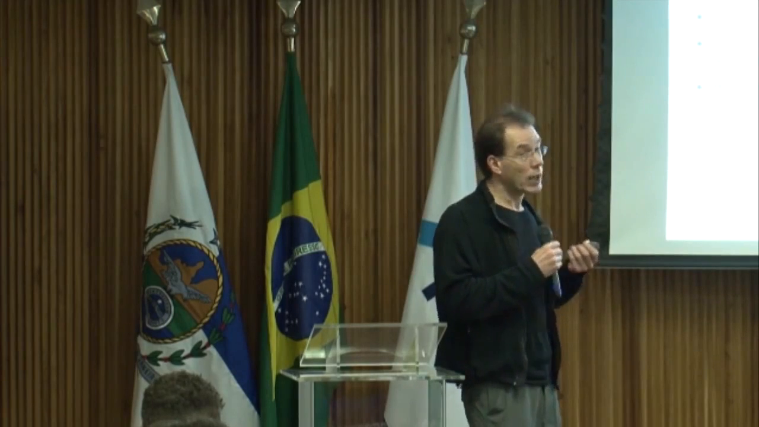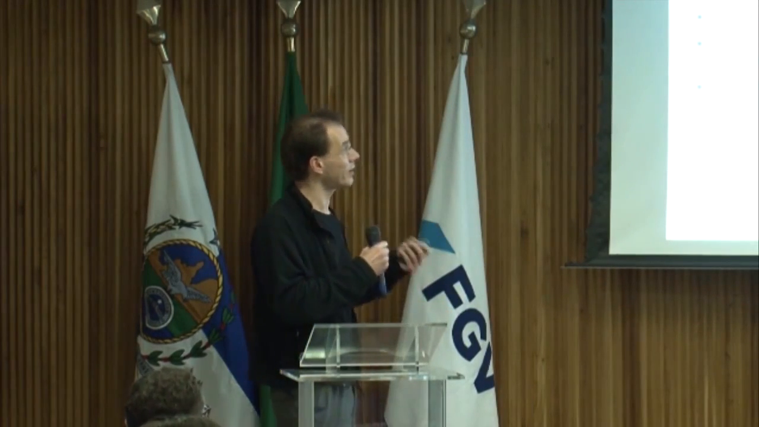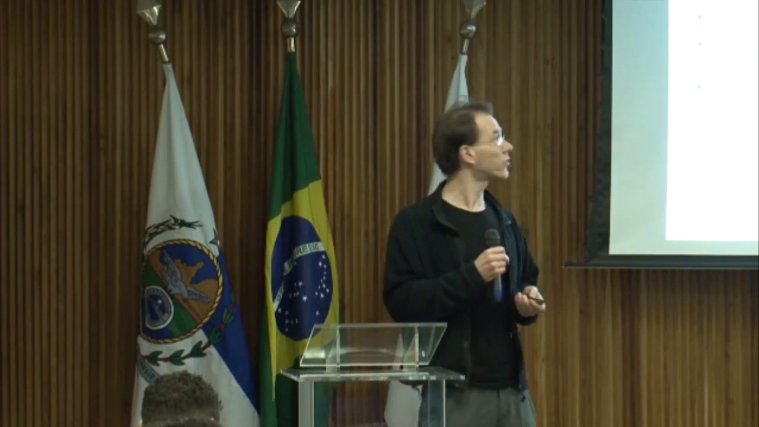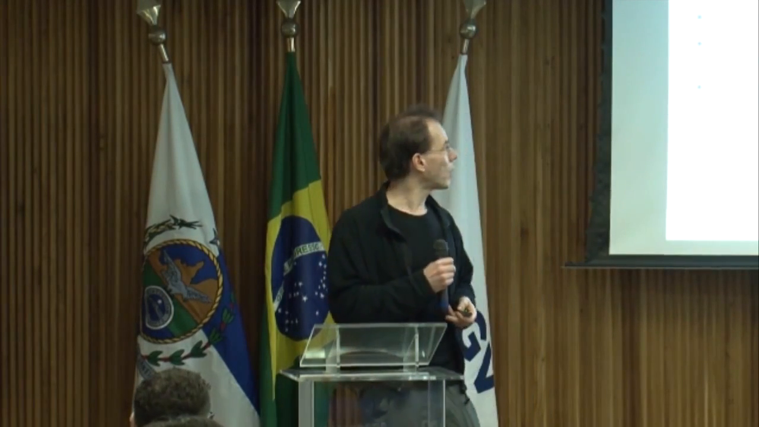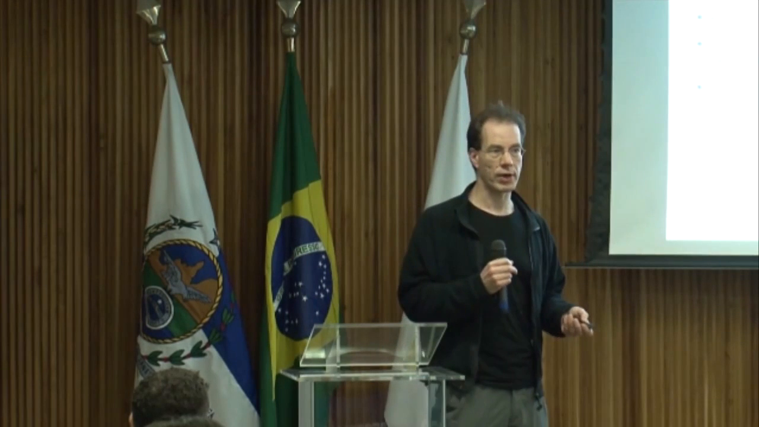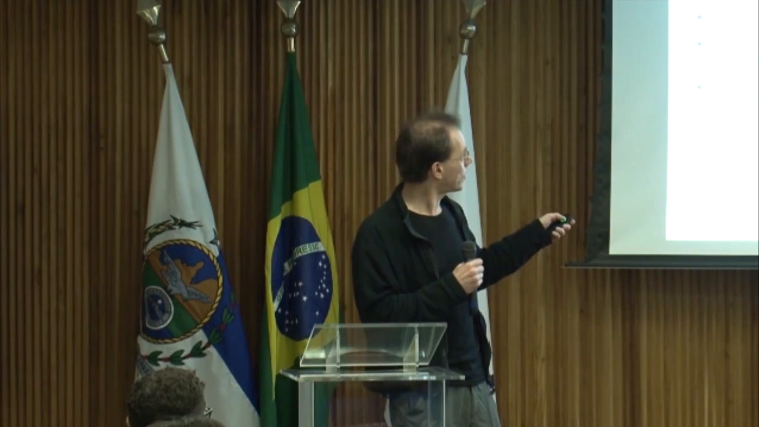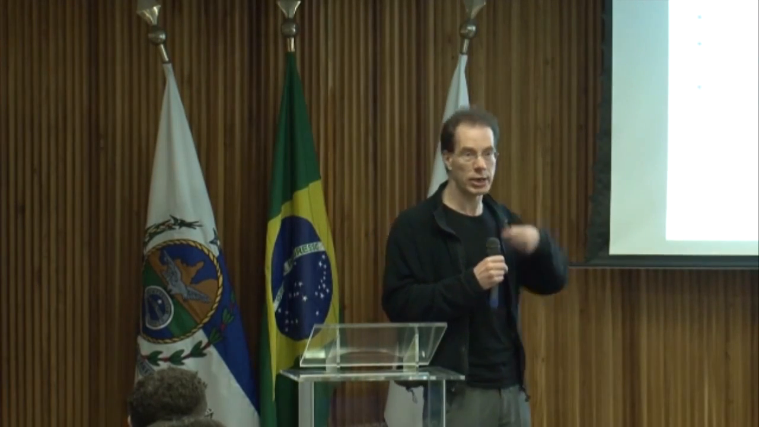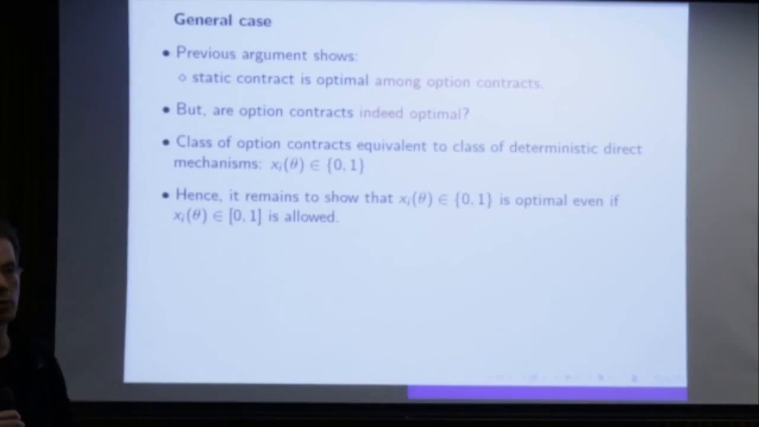So what have we shown? This previous argument shows that static contracts are optimal among option contracts. What is so special about option contracts? Option contracts are basically deterministic contracts. If we restricted ourselves so that X lies only between 0 and 1, either you sell it with probability 1 or with probability 0, then the representation with option contracts is identical to a general deterministic contract. So basically what we have shown with our argument on the previous slide is that optimal deterministic contracts will not allow for sequential screening.